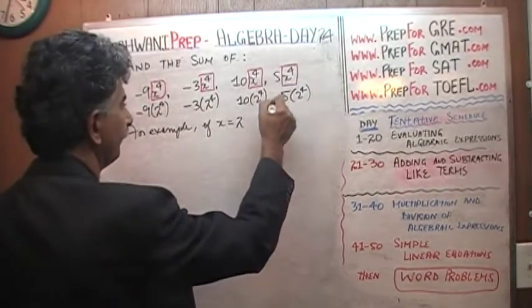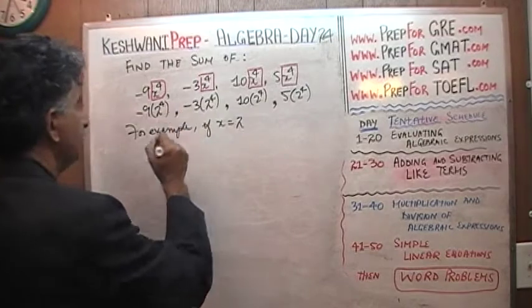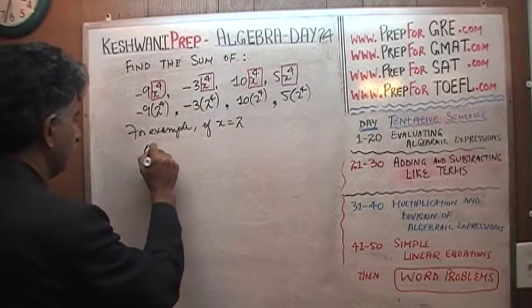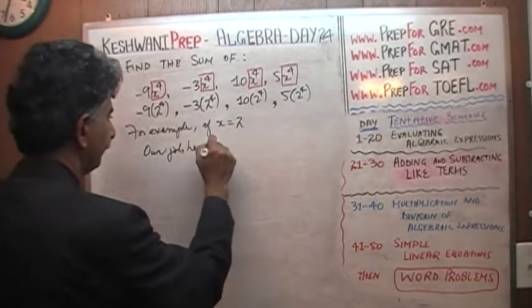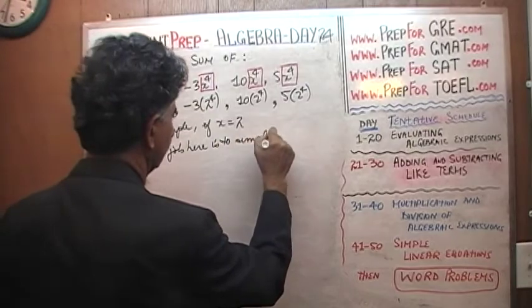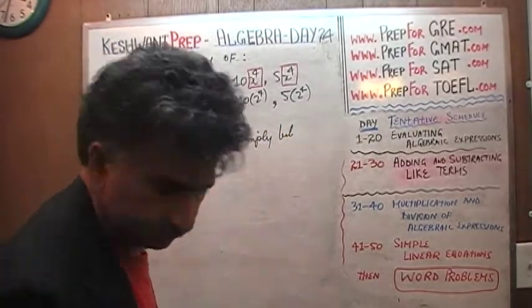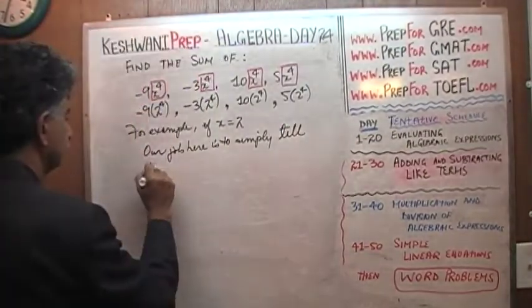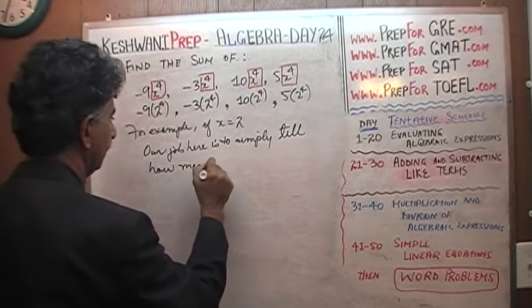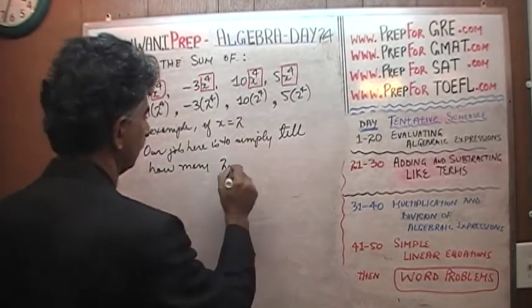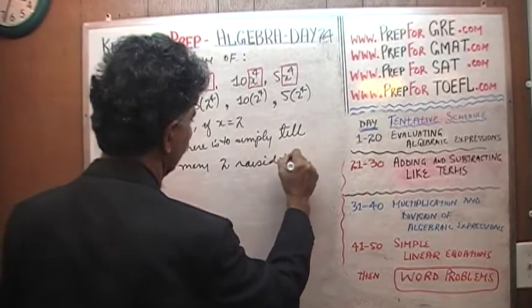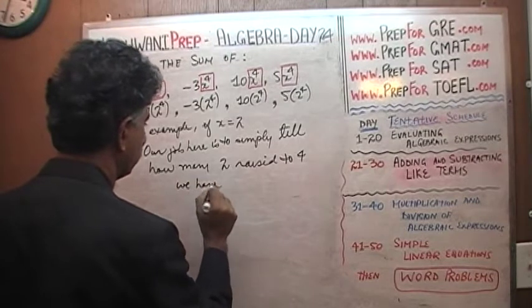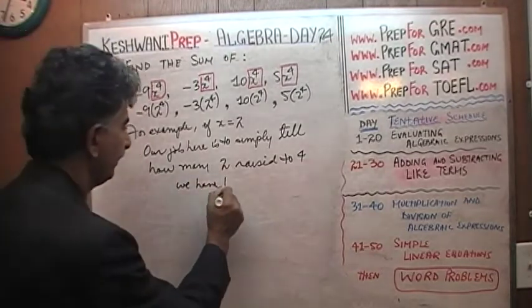Our job is simply to tell how many 2 raised to 4s we have. That's all. How many 2 raised to 4s do we have?